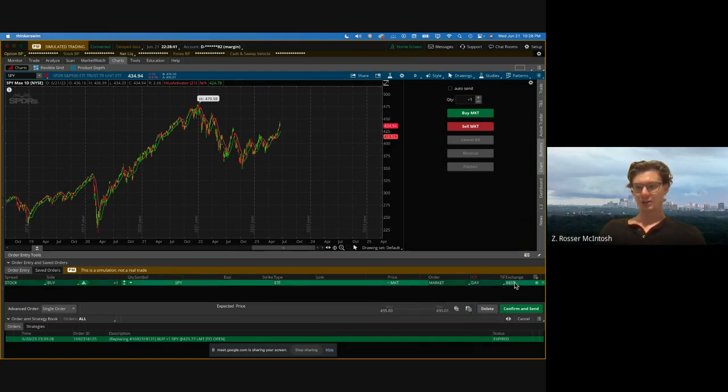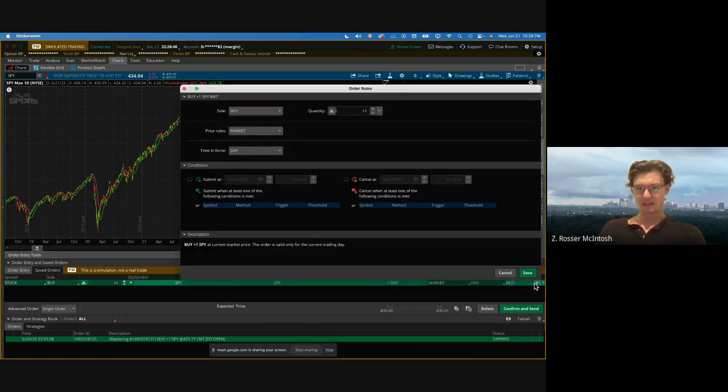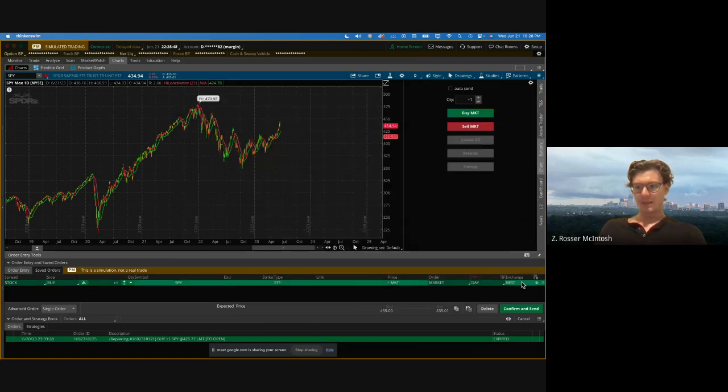Then for exchange, it's by default set to best. With options, this is where you can change the exchange, but you always want to leave it at best, because best means it's going to try and get you filled at whatever exchange is offering the lowest price if you're buying or the highest price if you are selling. So you always obviously want to get the most efficient fill, so just leave that set to best.